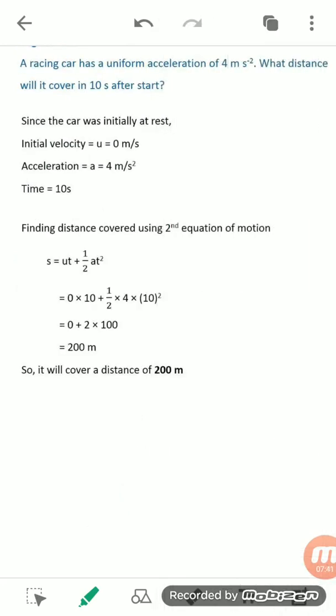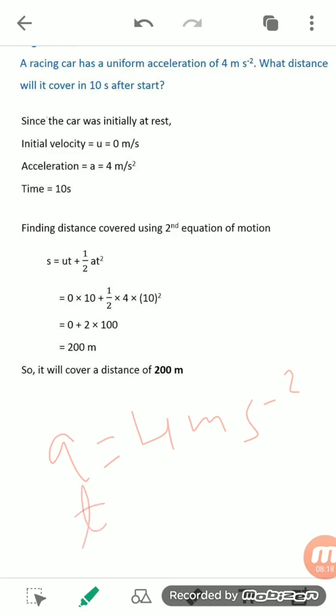See the next one: a racing car has a uniform acceleration of 4 meter per second square. While solving a numerical, always write the given first, because if you know the given values, it will be very easy for you to put the respective formula. So here acceleration is given, 4 meter per second square. What distance will it cover in 10 seconds after start?